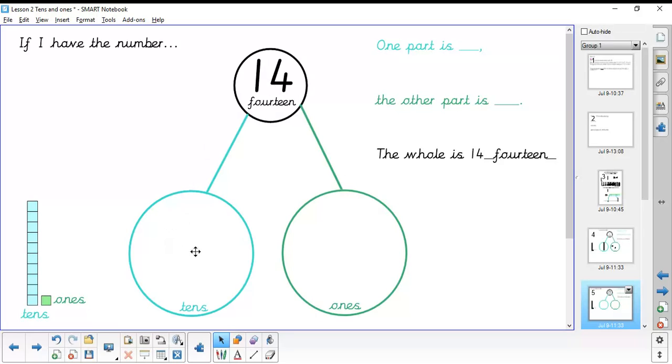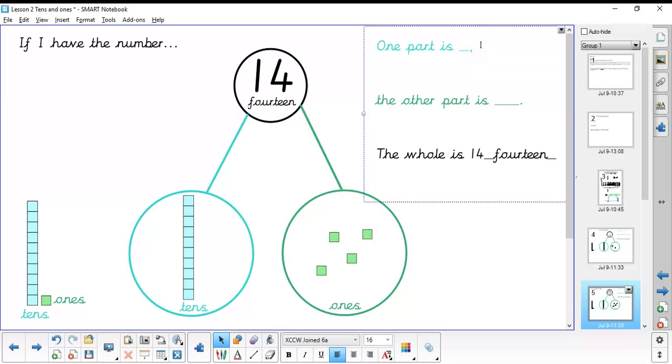Okay, again, so we have the part, whole model. We know that one part is 1 10. And we know that another part has 4 1s. So that's 1, 2, 3, and 4. Finishing off the number sentences at the top, one part is 1 10, the other part is 4 1s, the whole is 14.